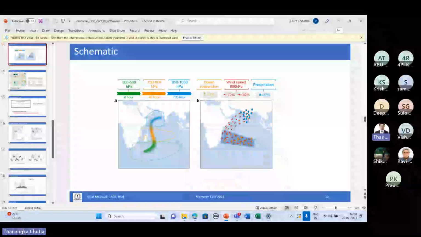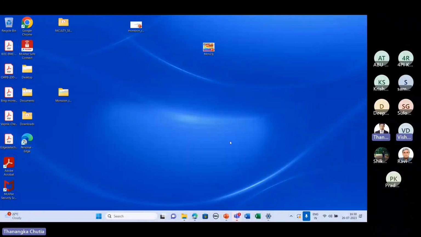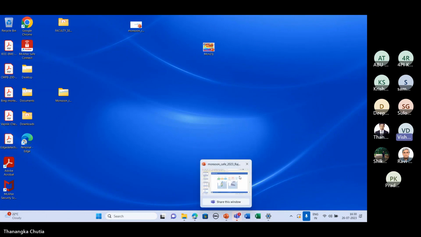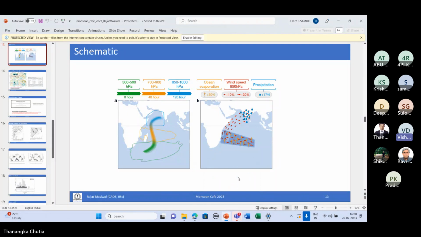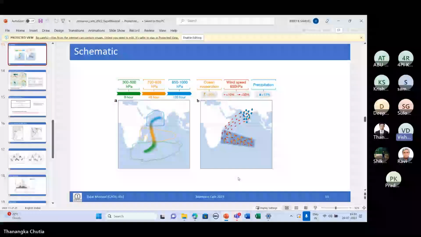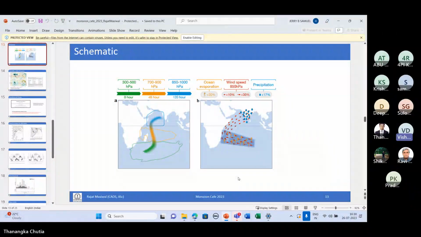I'll put up your slides. Rajat, I have a question. Can I ask? Vishal, yes, sure. So Rajat, I have a question about dry intrusions. As you mentioned here, this is the perfect slide. Green is where the parcel starts and slowly descends, and as it reaches the Arabian Sea, it's already dry compared to the environment, and that's advected through the Somali jet over India. Is that the correct understanding, or is something else going on?